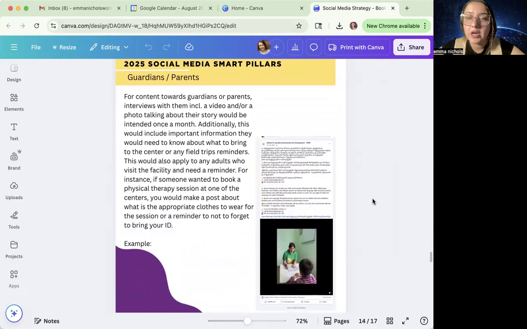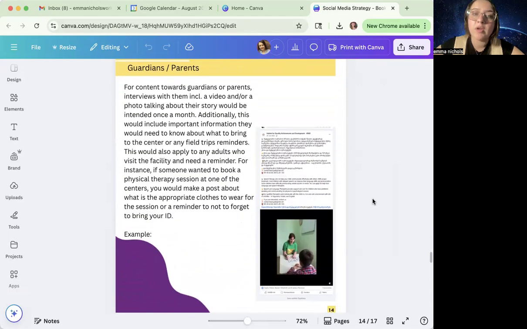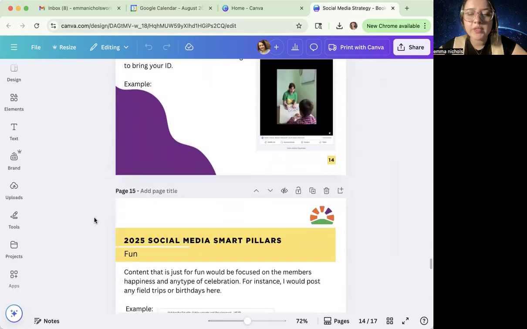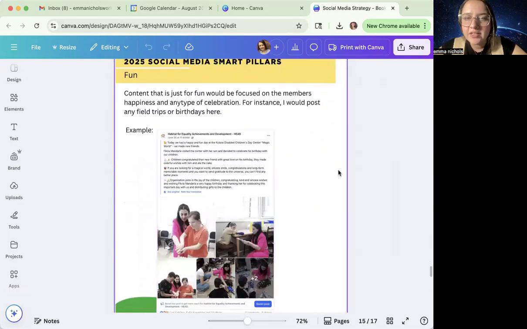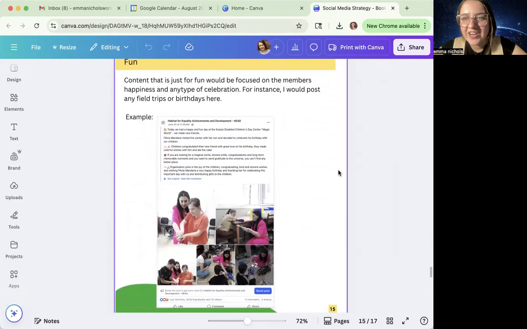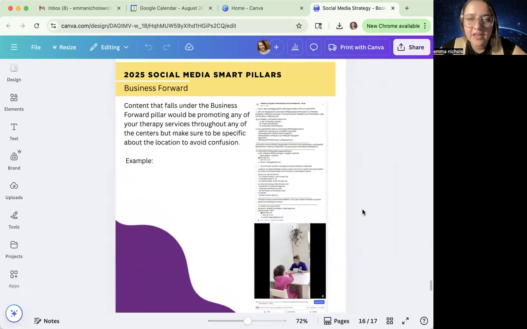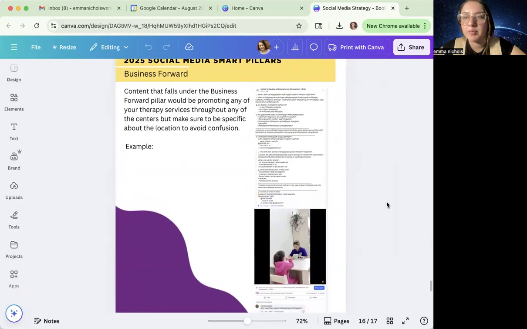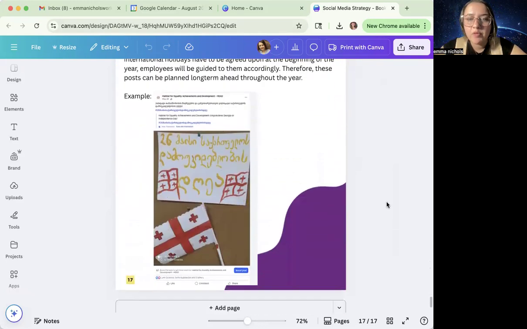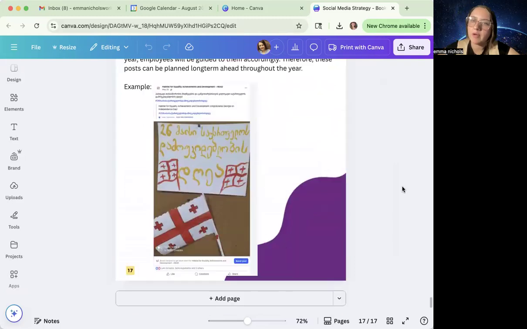And then guardians and parents, so content towards guardians and parents, maybe like posting a story once a month talking about any important information that they need to know, like for field trips, and then just for fun, because, of course, fun is happening at HEAD, any type of celebration. And then business forward. So this is going to be promotion of the services. Moving forward, we also have the holidays as well.